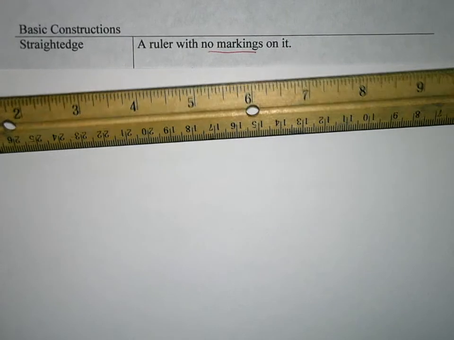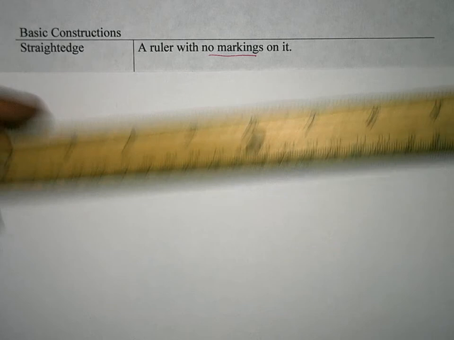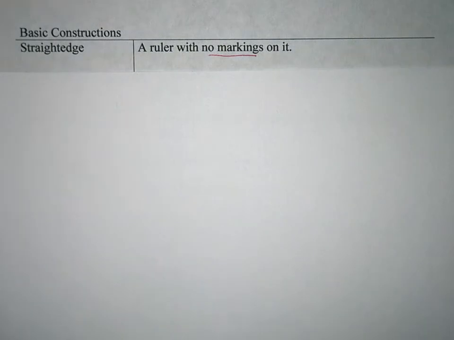Okay? If you don't ever have a ruler, you can use the side of your binder as a straight edge. You can use the side of your notebook as a straight edge. You can even use the side of your phone as a straight edge. But today you are going to have rulers to work with.